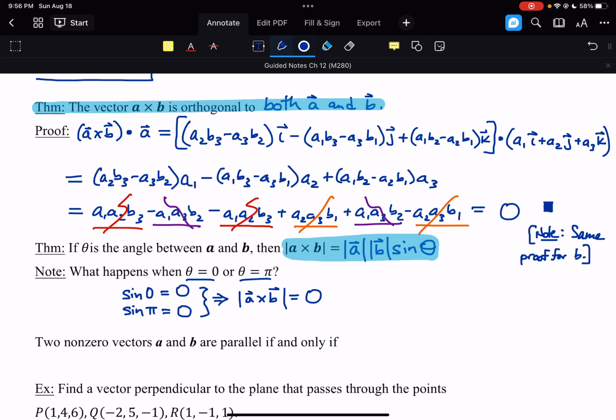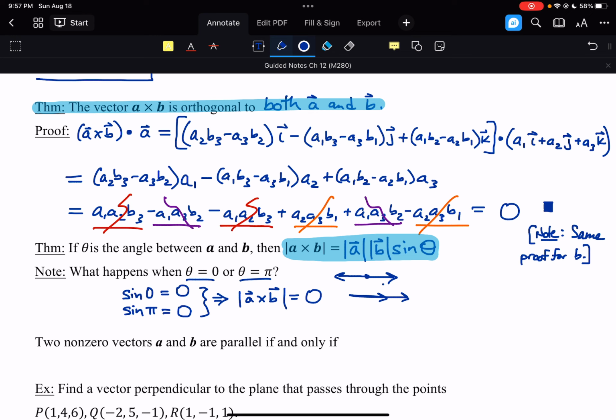So if the angle between two vectors is 0 or pi, when we say the angle is 0, that means they are pointed exactly the same direction, or they're parallel. And if it's pi, it means that they're pointed opposite directions, but that's still parallel, right? They're pointed opposite directions, but they're still moving at exactly the same pace with each other.